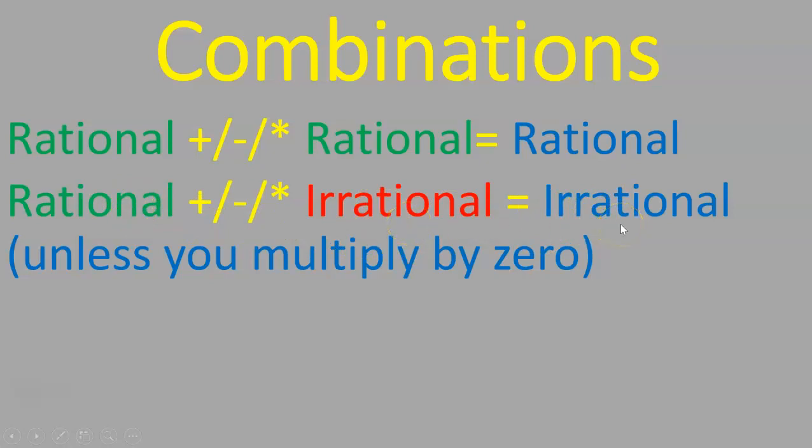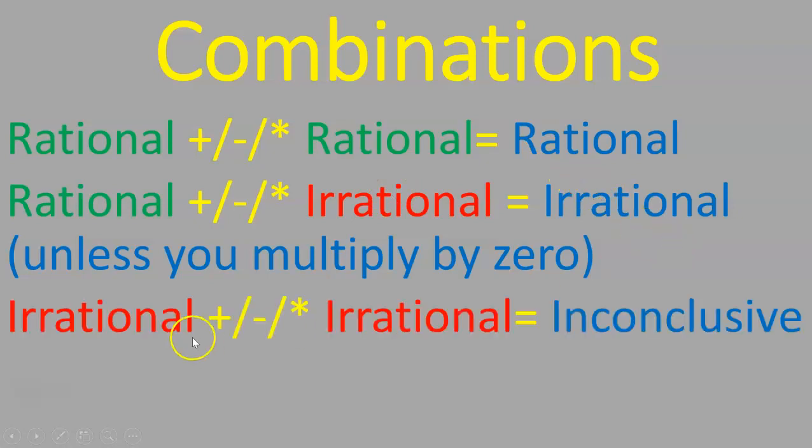The only exception is if the rational happens to be 0 and you're multiplying. We know 0 times anything is 0. That's the only exception. Otherwise, if you are working with two numbers, one's a rational and one's an irrational, and you add, subtract, or multiply, you're going to get an irrational. That irrational kind of pollutes it, so to speak. It keeps you from getting a rational back.